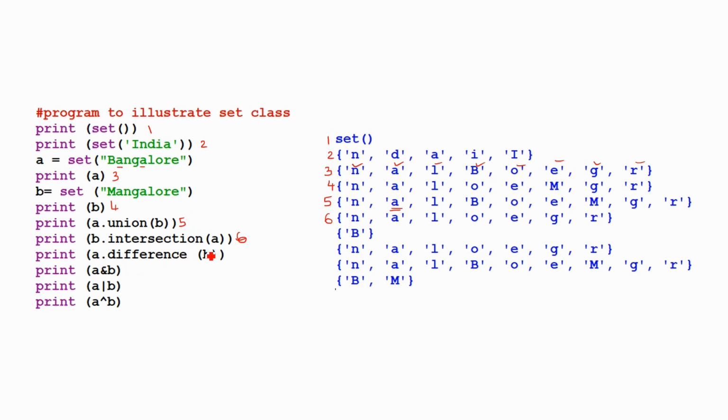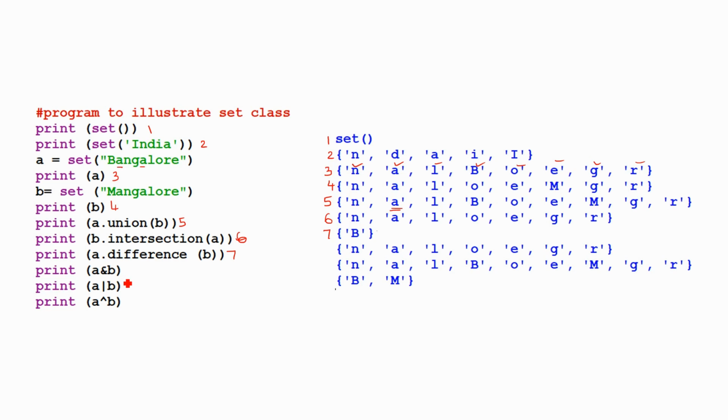Now, with respect to B, what is the difference in A? What is the difference in A by using the difference operator? We can see that with respect to B, the first letter is M, whereas in A, it is B. So with respect to B, the difference in A is B only. So this is the value that's written there.